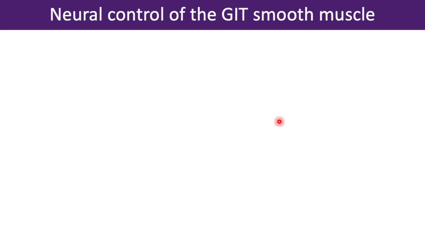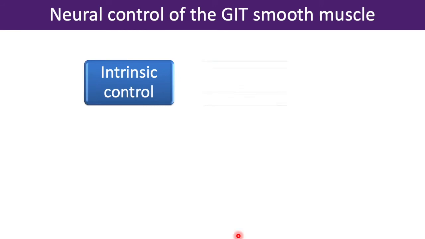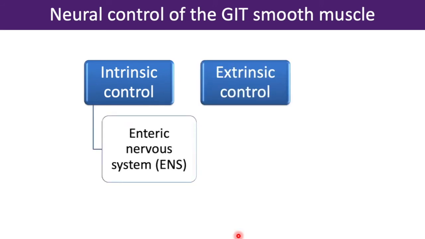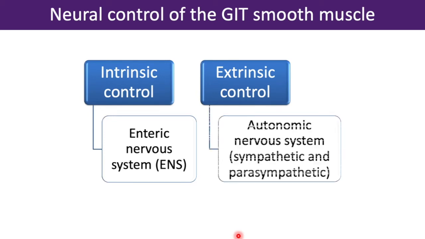Now back to the smooth muscle of the GI tract. There are two components of the GIT neural control, which are intrinsic and extrinsic control. The intrinsic component is called the enteric nervous system, ENS, while the extrinsic control is by the autonomic nervous system, which are sympathetic and parasympathetic.